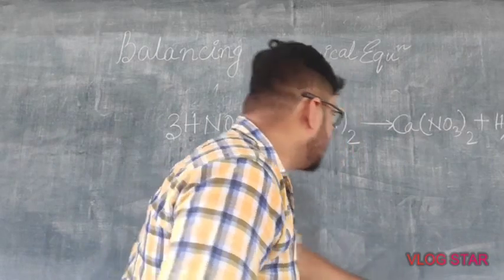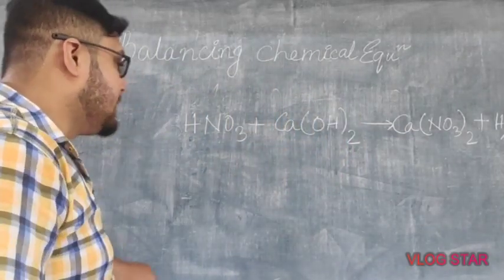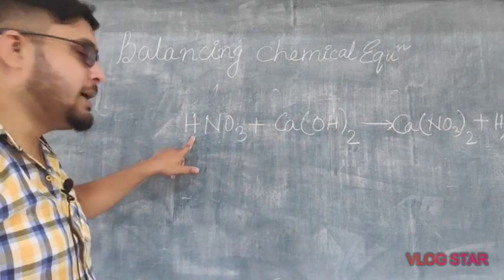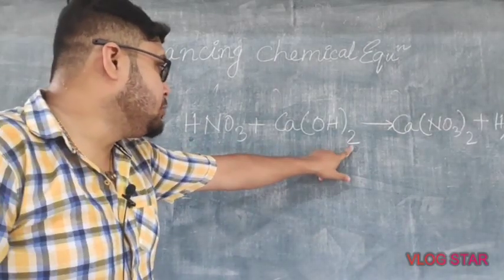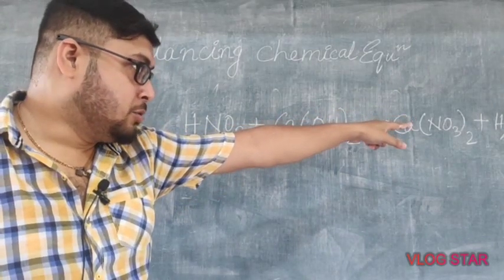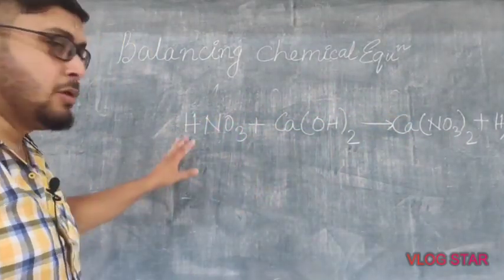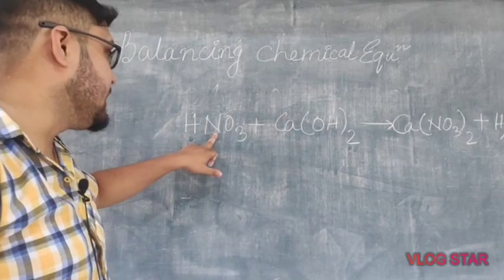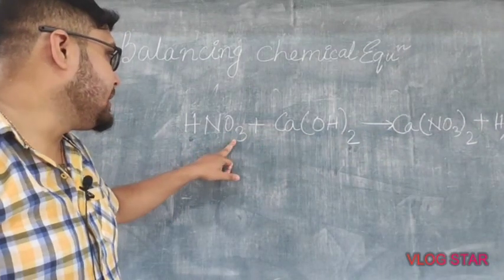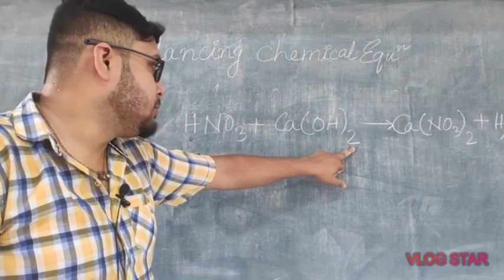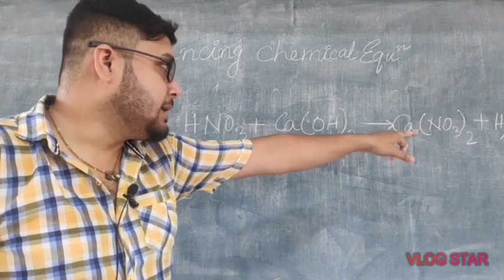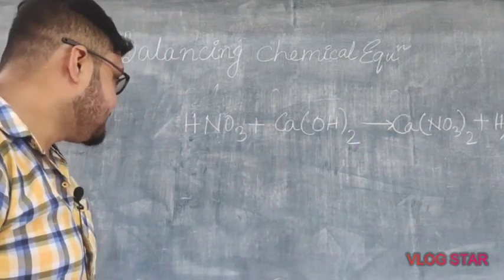So what we will do, let's see one by one. See, hydrogen here is 1, here is 2, 2 plus 1 is 3, here is 2 hydrogen atoms. Okay, we will come to it. Nitrogen here is 1, here is 2 nitrogen. Oxygen here is 3 plus 2, this particular bracket OH hydroxide, O2, here is oxygen 6.